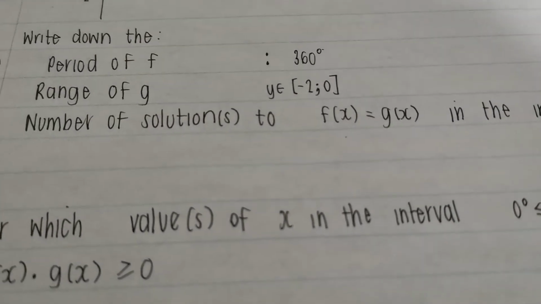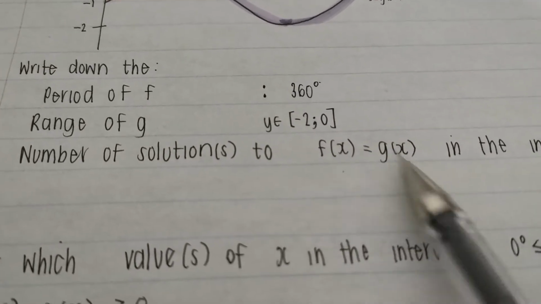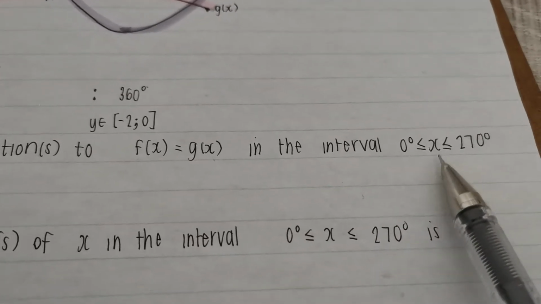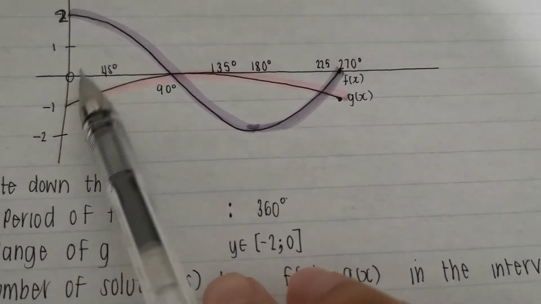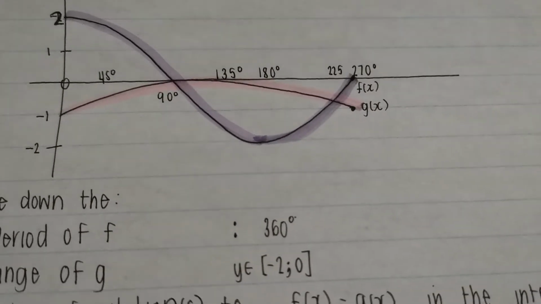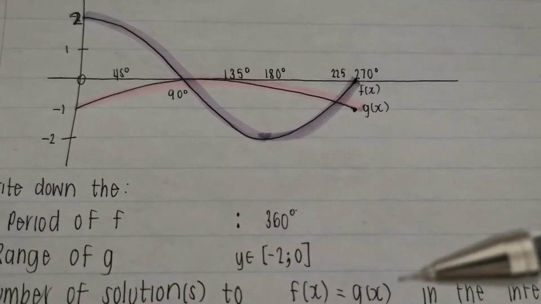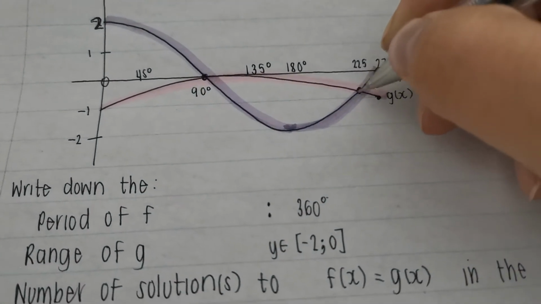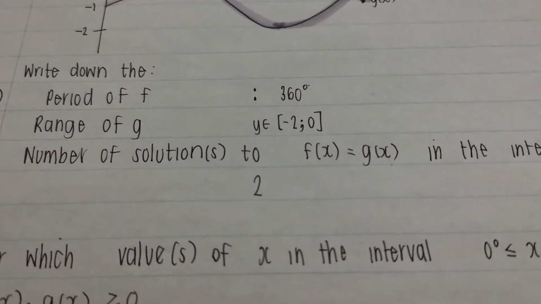The next question says number of solutions for where f of x is equal to g of x. When I say two graphs are equal to each other, I mean where they're intersecting with each other. Okay, and it says in the interval 0 degrees to 270 degrees. All it's telling you is we just want it for this amount to this amount. Don't go further than it on this side, and don't go further on the other side. So where are the graphs equal to each other? Can you see they're equal to each other over there and they're equal to each other over there? There's two solutions. So how many? 2. And that's it. You get your mark for that.